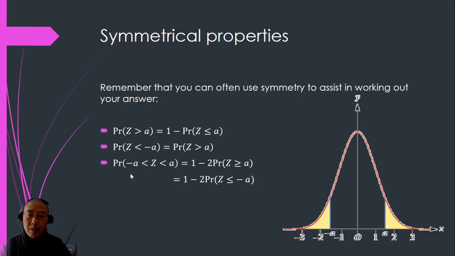If you have a probability of z between negative a and a, they are symmetrical. It's the same as the complement of what we had before by removing those ones, and because they are the same, it's the same as 1 minus 2 times the probability of either z less than negative a or the probability of z greater than a. Okay, so you can use either relationship when you have a probability of z between two values that are opposite.